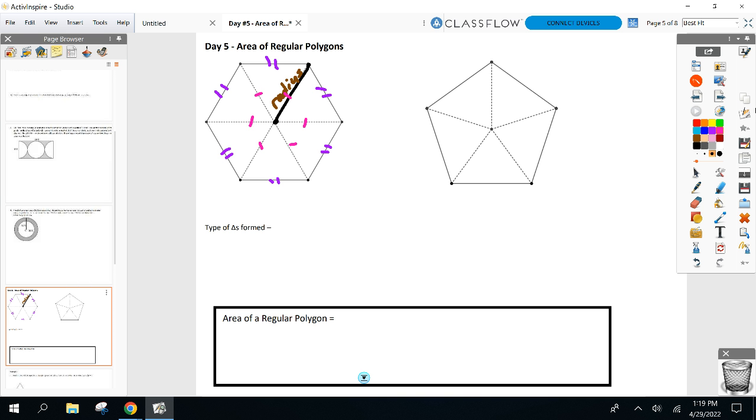So my first question, what type of triangles did I form here in this hexagon? Isosceles, and I'm going to add in more detail. What do you know about all six? Side, side, side. They're all congruent. All right, so the triangles we form by drawing in all the radii to the vertices end up being congruent isosceles triangles.